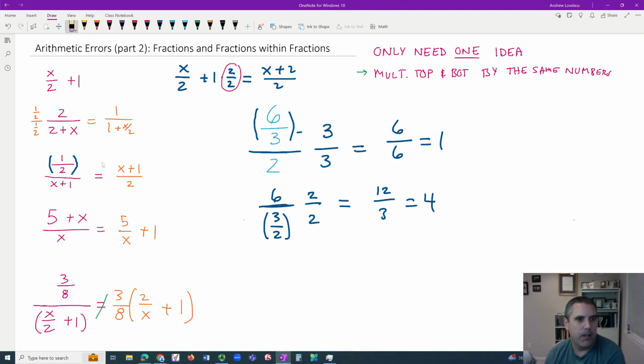Okay. What about this one? So this one I would have said, I want to multiply top and bottom of the big bar by 2. Notice I'm not even thinking about flipping at all. And now the top will become 1, and the bottom will just become 2x plus 1. And if you don't know if you can distribute, then watch my previous video, but here we can distribute.